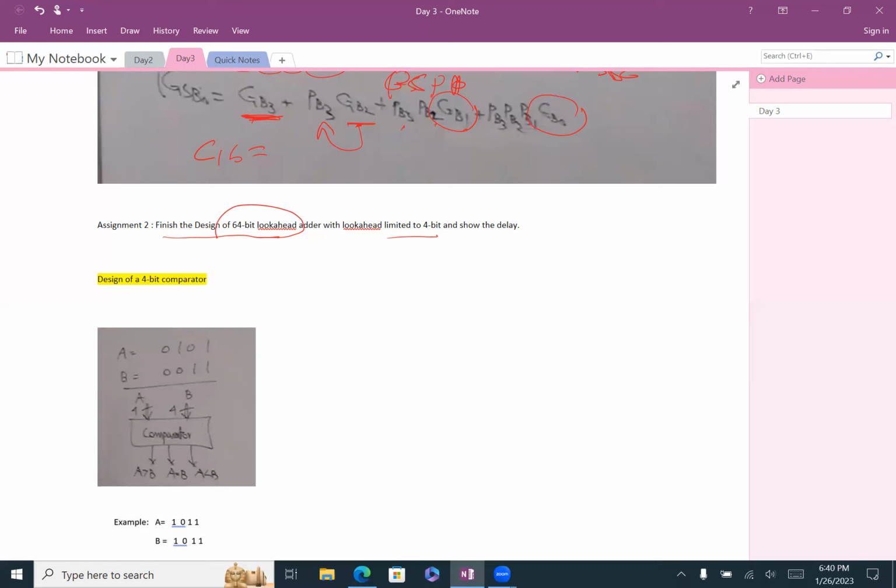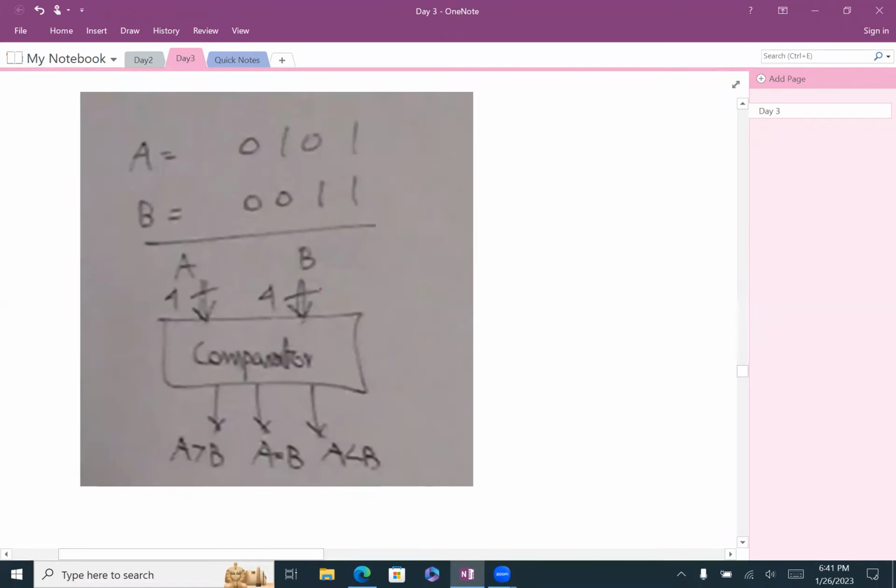All right. So now let's think about another design. I'm trying to compare two numbers and find if these two numbers are equal, or A less than B, or B less than A. So if you have two numbers, A and B, and it's 4 bits, how many inputs will you have? 4 each. And what is the output? Either A is bigger than B, or A equals B, or A is less than B, correct?